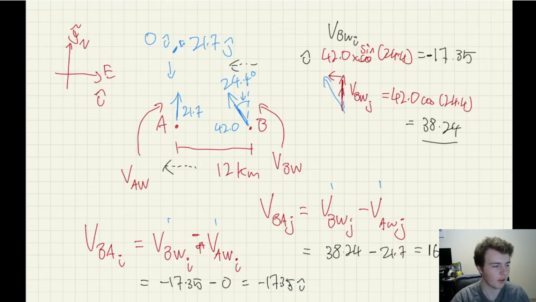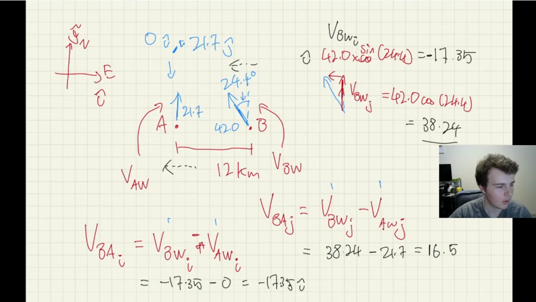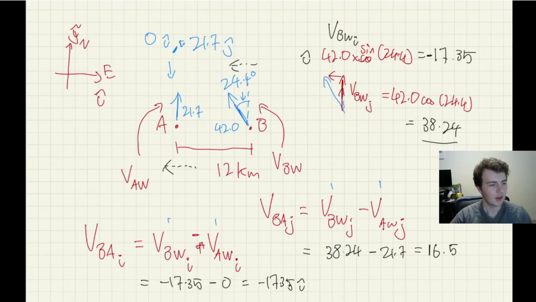I know it's not 16.5, but I can't do that maths in my head. It's too sleepy. All right, my head's here now. Okay, so that's the J component.